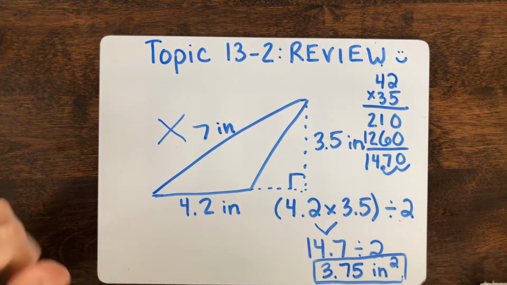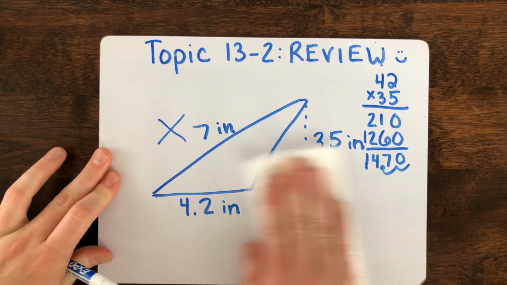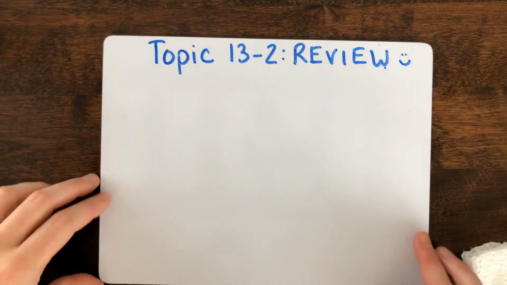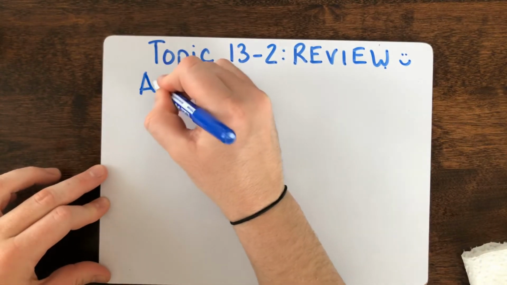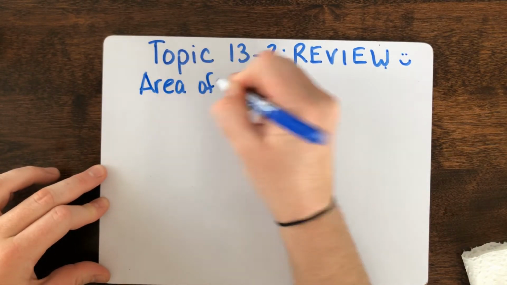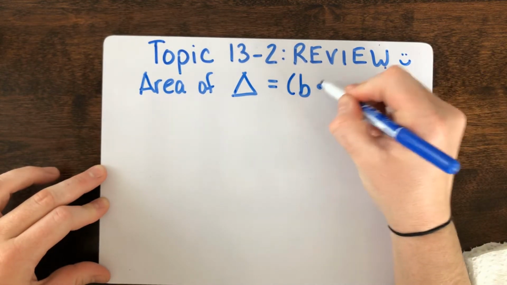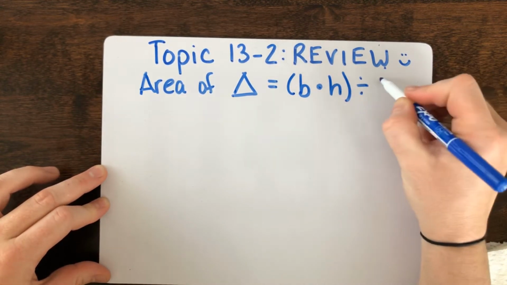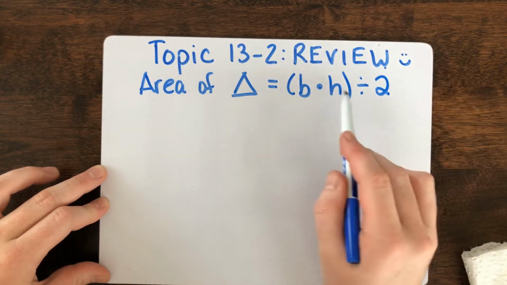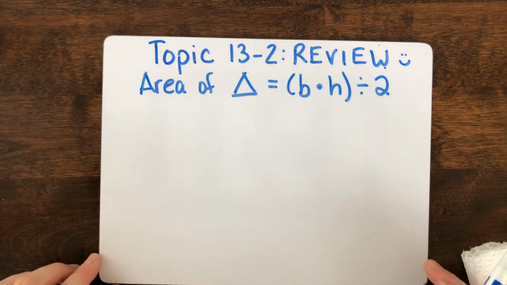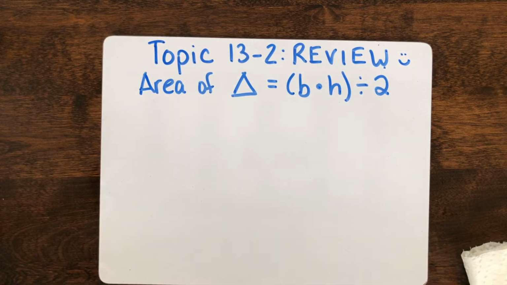All right, so today what we're going to do, we're still going to continue finding the area of triangles. So make sure you always know area of a triangle equals base times height, and you need to always divide whatever you get when you multiply the base times height by 2 because it's half of what the area of a parallelogram is. All right.